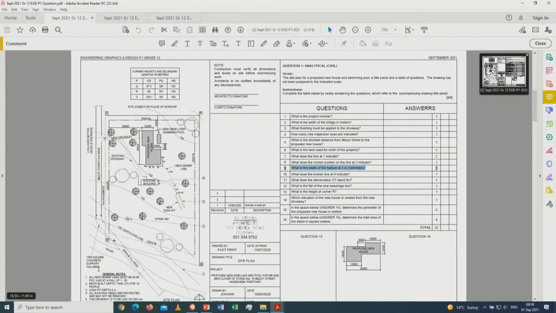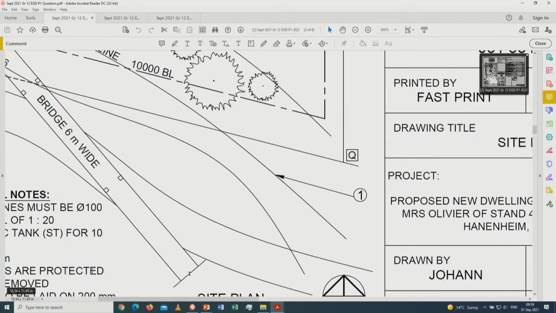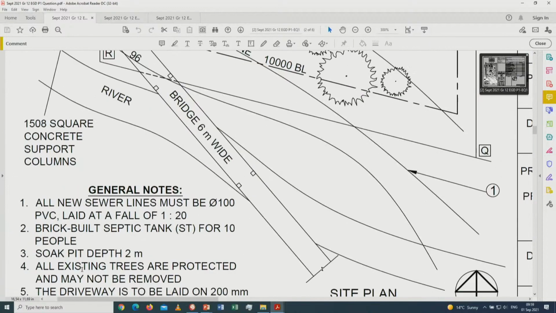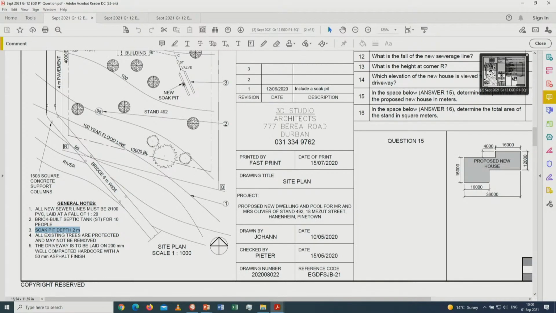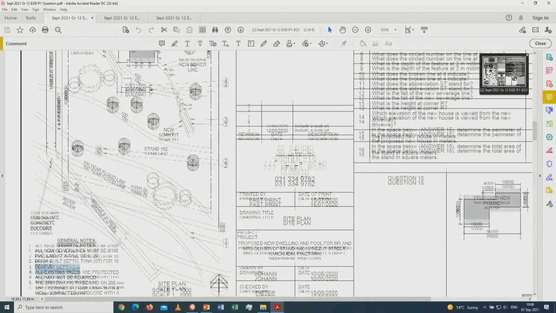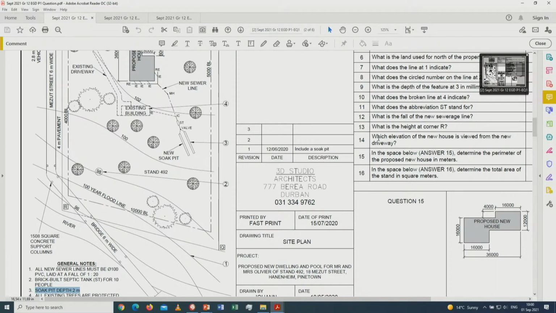All right, so now you have to go and search for the answer. Where do they talk about soak pits? Where do they talk about any information? This is general notes or general information. It could have also been there on the top of the name block. But over here, the soak pit depth is 2 meters. So in that case, it's not what is asked over there. It's what's the depth, in meters, of this specific point at number 3 itself.